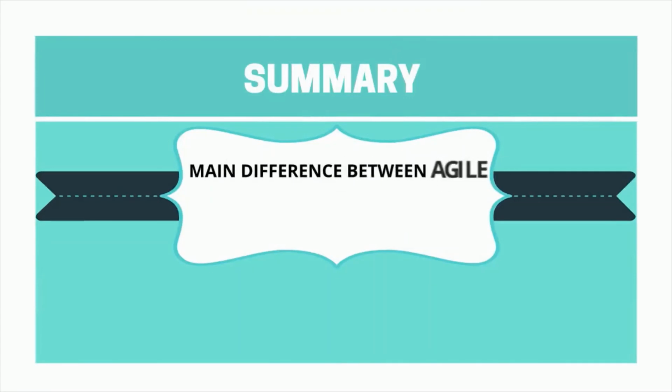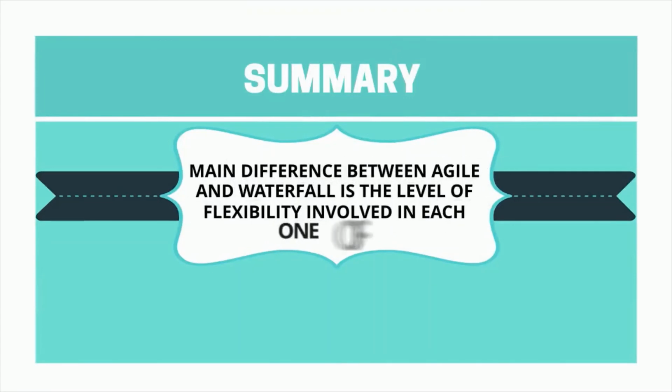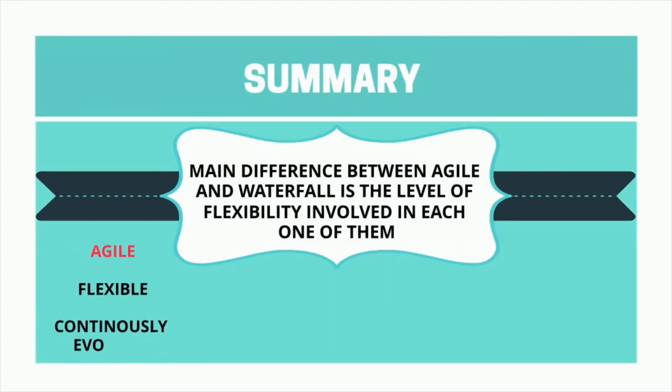In conclusion, one of the most significant differences between Agile and Waterfall is the level of flexibility involved in each of them, with Agile being a flexible and constantly evolving strategy. In terms of process structure, Waterfall is recognized to be more rigid and strict.